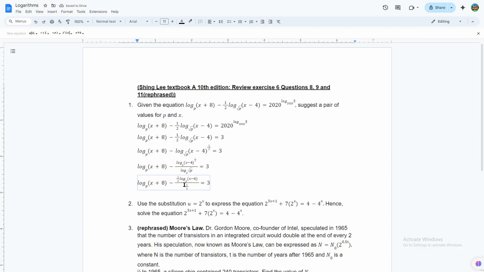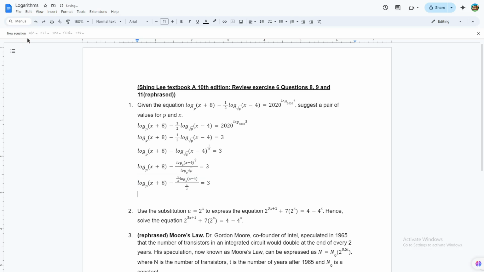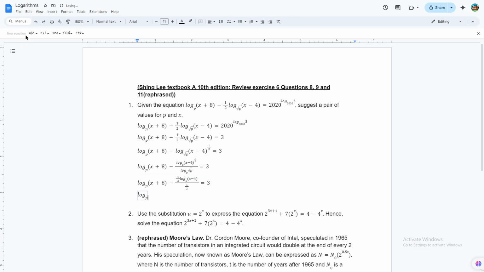As you can see, the numerator and the denominator have a common factor, which is half. So you can remove the half. So we have log base p of (x plus 8) minus log base p of (x minus 4) will give us 3.